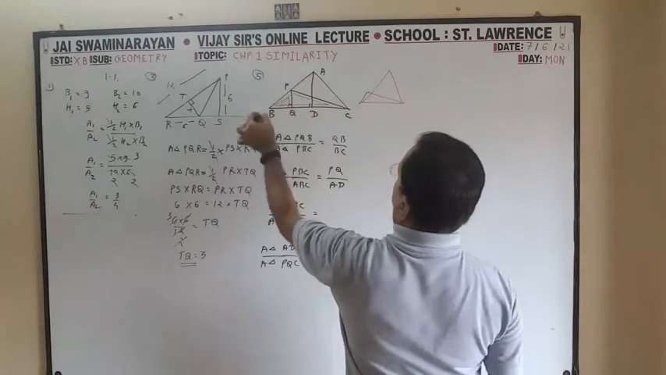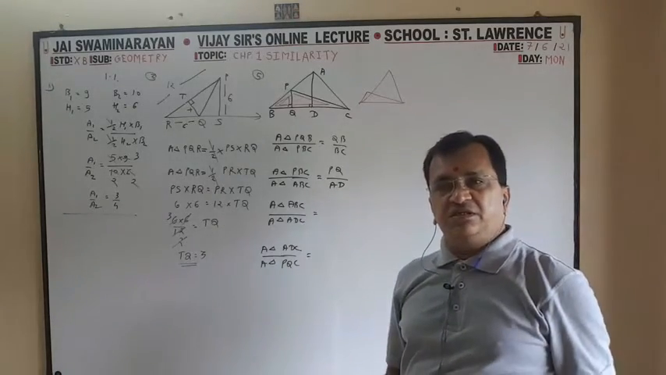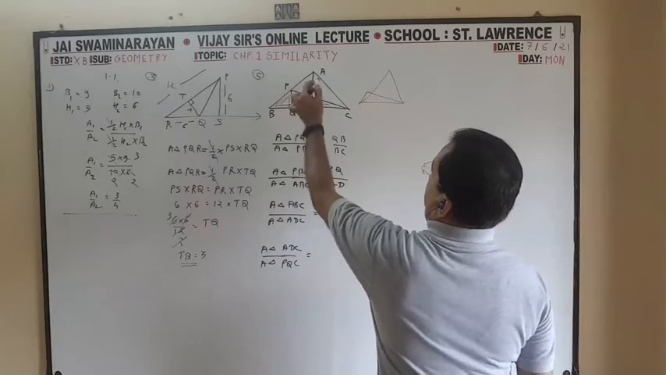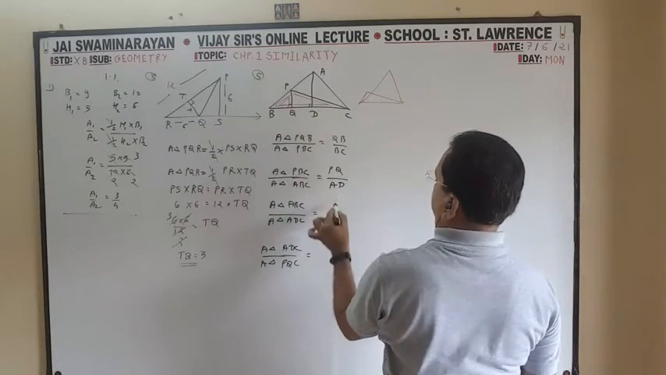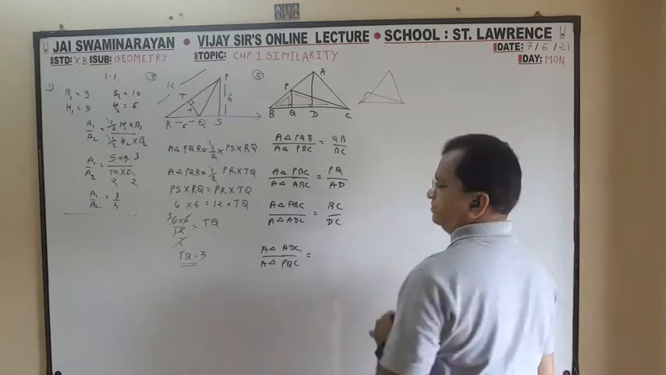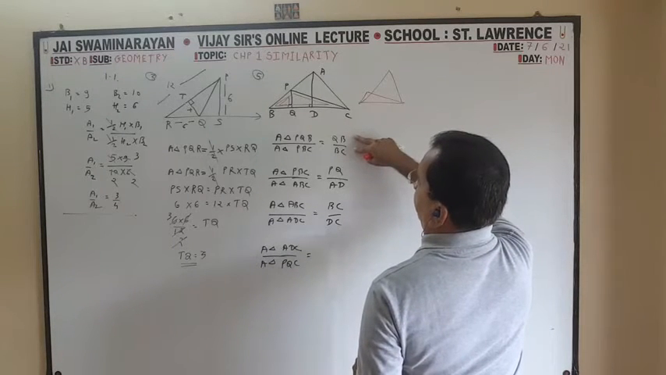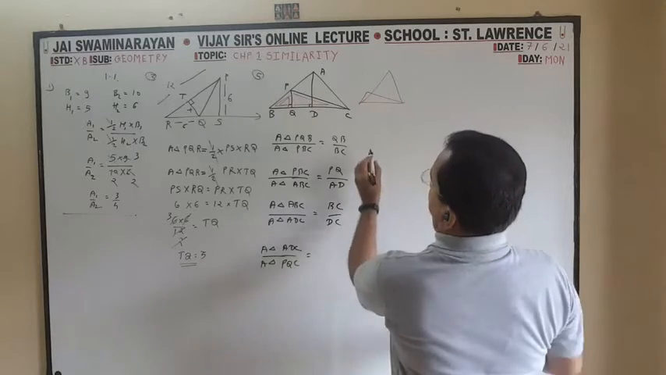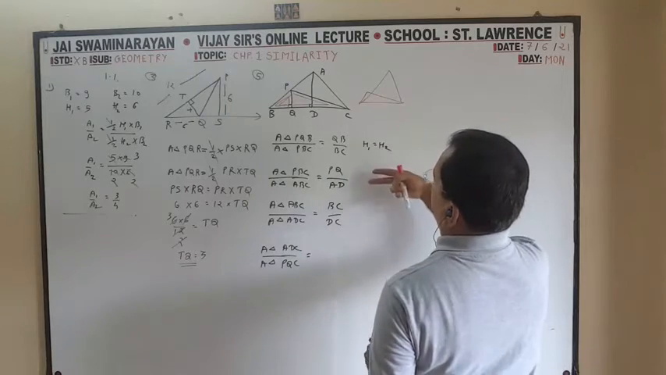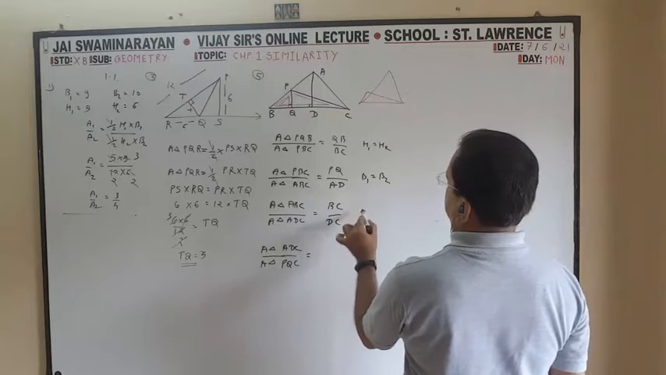Third, full triangle ABC and ADC. In ABC, AD height is equal, so write only BC. In ADC height is equal, write DC. Here, what have you taken? Height equal, no? H1 is equal to H2. Here base equal. Here again height equal.